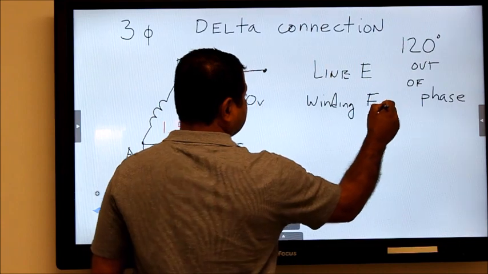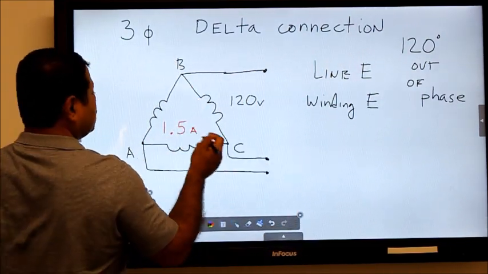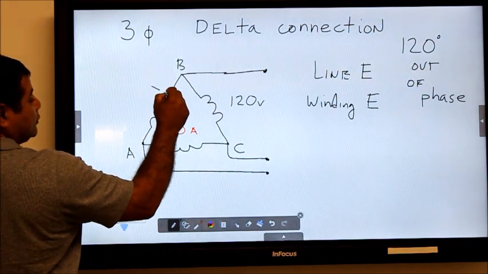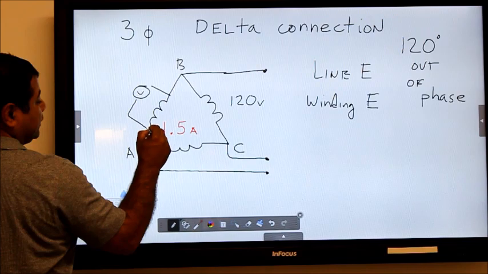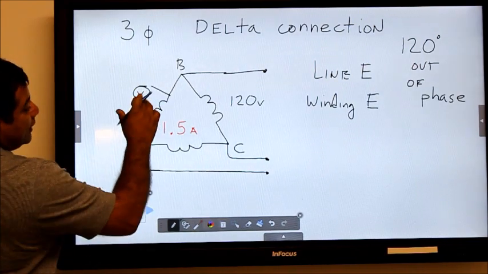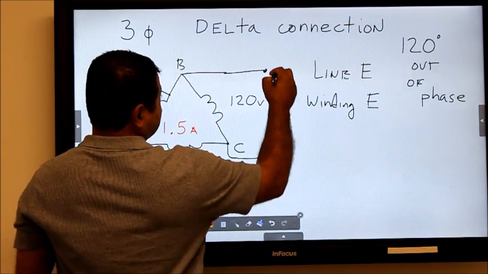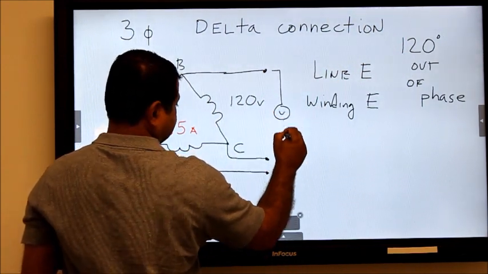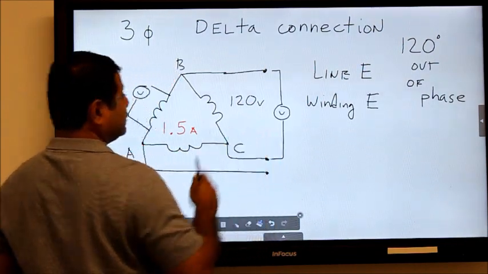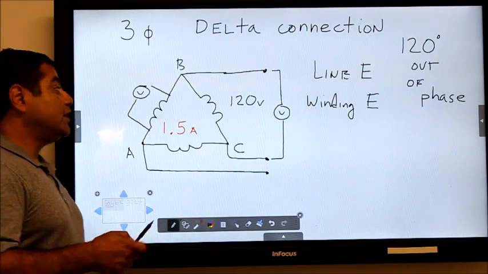The winding voltage is the voltage of the single coil. So the winding voltage you can obtain if you put a voltmeter across the winding, okay? That is the winding voltage. The line voltage is if you apply the voltmeter across the lines. So make sure you have that straight before we start handling the math.